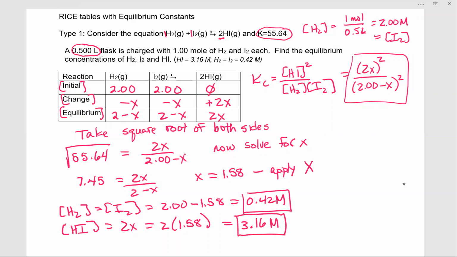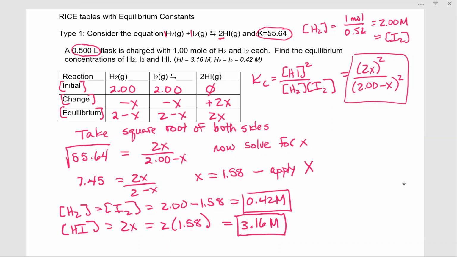So here are your values. Now, at this point, what I would recommend that you do is to take those values, plug them back in to your value for Kc to make sure that you get 55.64 back again. So let's take a look at what we did here.